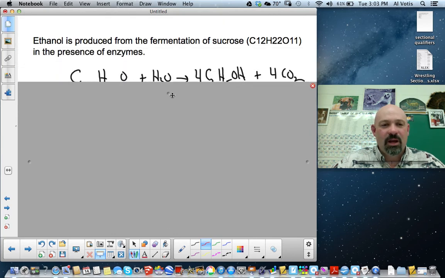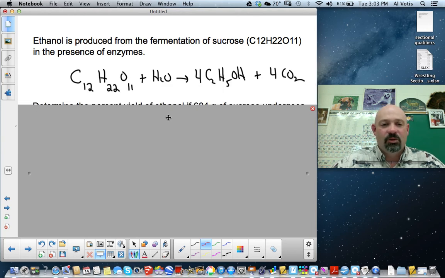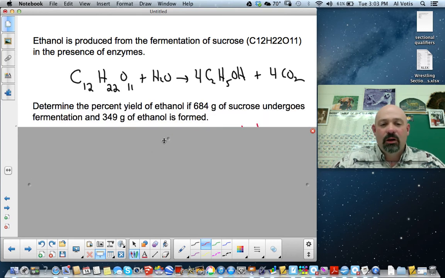Here is an equation. Ethanol is produced from the fermentation of sucrose, C12H22O11, in the presence of enzymes. So the balanced equation is C12H22O11 plus water gives 4 ethanol, C2H5OH, plus 4 CO2s. Here we want to determine the percent yield if we used 684 grams of sucrose, C12H22O11, and we formed 349 grams of ethanol.